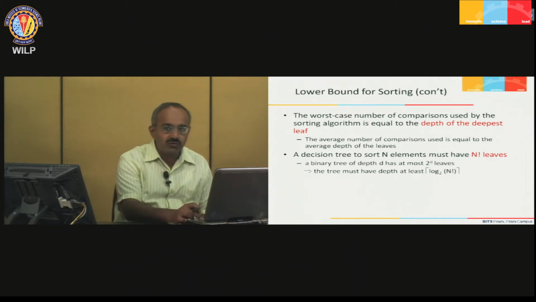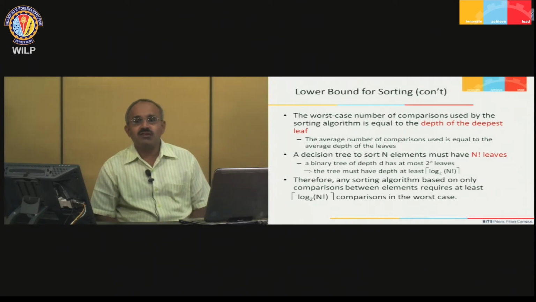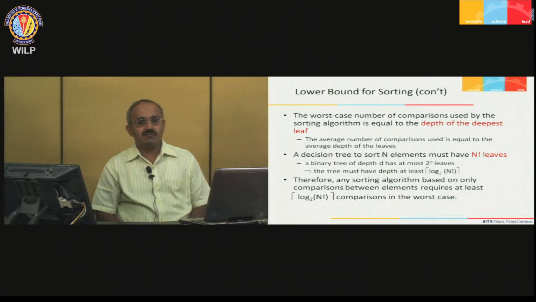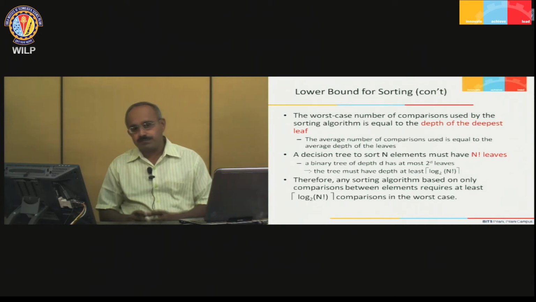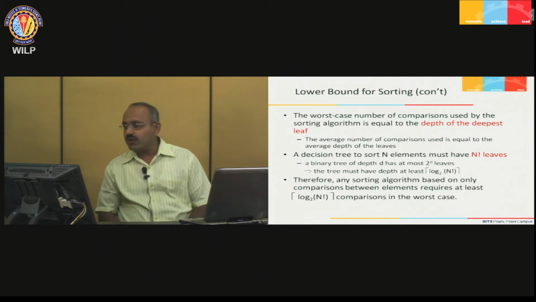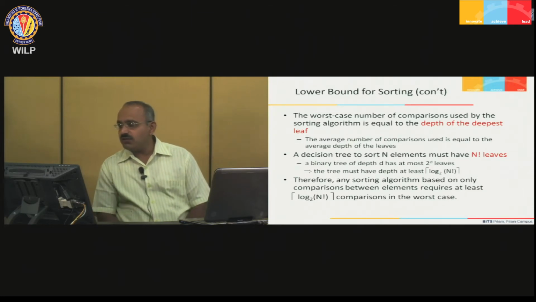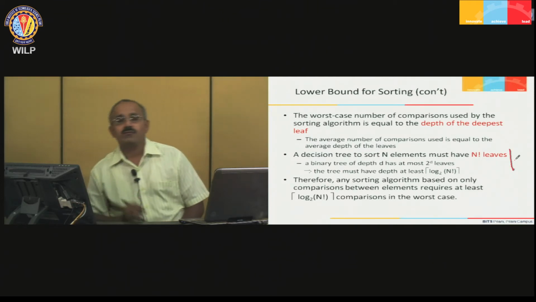Now, we also know that a binary tree of depth d has precisely 2 power d leaves, correct. So, we are just going to collect all the facts that we have looked at about trees and put them in a sequence and derive the result. What we are saying is a decision tree to sort n elements must have n factorial leaves. This is something we have already observed, correct.